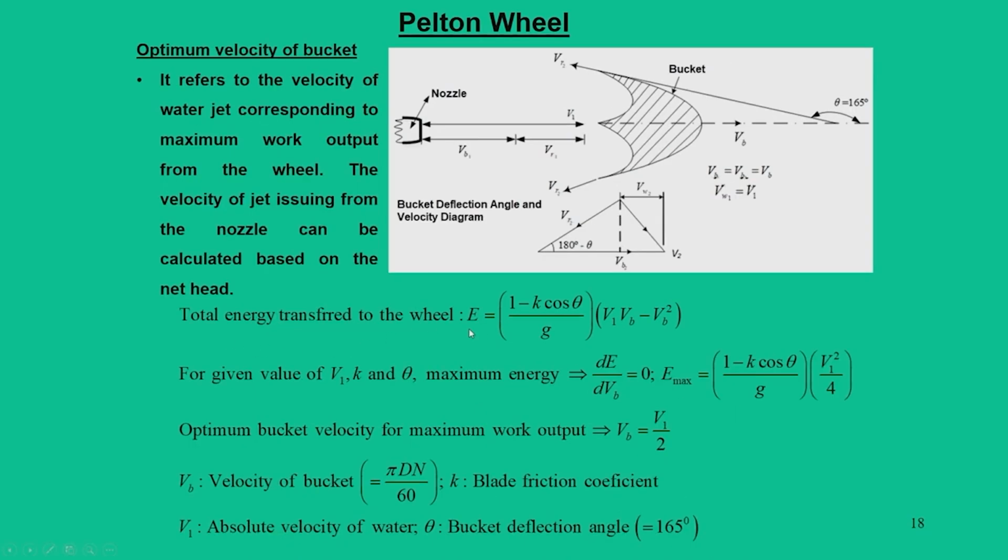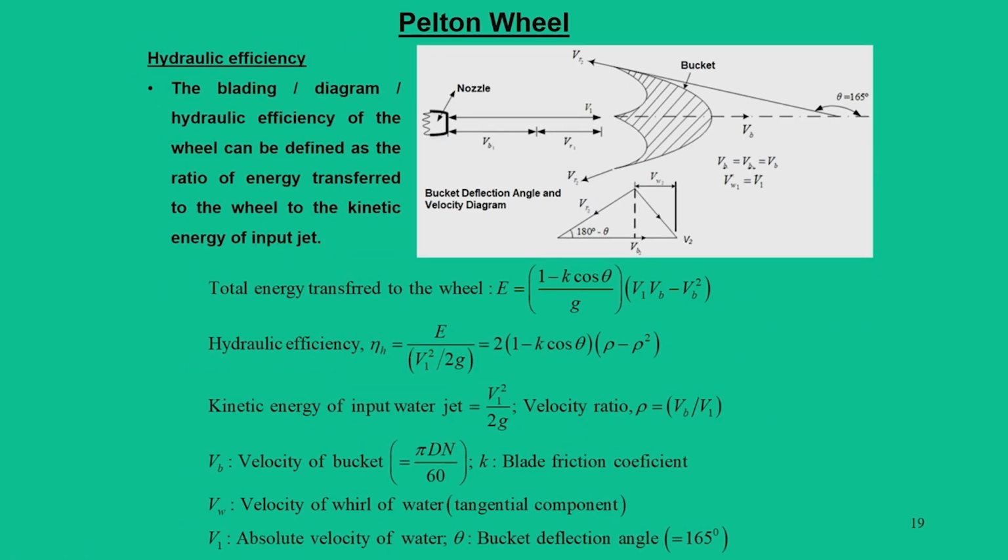Now, through this expression of energy transfer to the wheel, one can find out the optimum velocity for the bucket, because that is an essential design feature that has to be tuned: what should be the optimum velocity at which the buckets should move, and that also refers to the maximum energy. For harnessing maximum energy, these expressions can be differentiated with respect to Vb, so that we can find E max, that is, the maximum energy that can be harnessed, is (1 minus k cos theta) by g into V1 square by 4. So, this gives the optimum bucket velocity for maximum work output as V1 by 2, which means the bucket moves at half of the jet velocity.